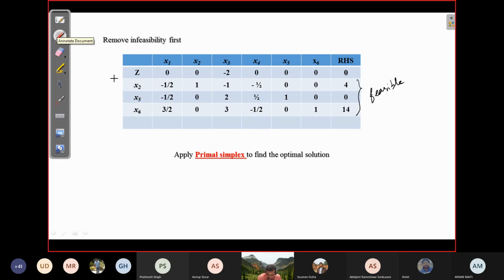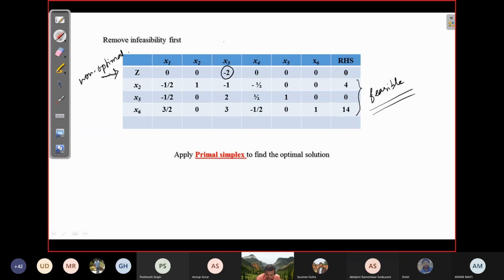But if you look at this objective row, which tells you whether it is optimal or not, you see a -2 here, which means this objective row is non-optimal. But you cannot apply dual simplex here because you already got a feasible solution. So dual simplex is not applicable anymore. In order to find the optimal solution, you just use this table as your given initial PFS and then apply the primal simplex to reach optimality.